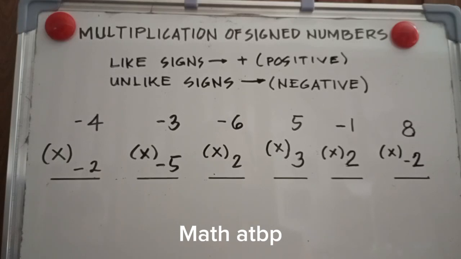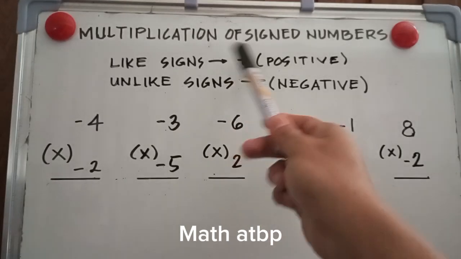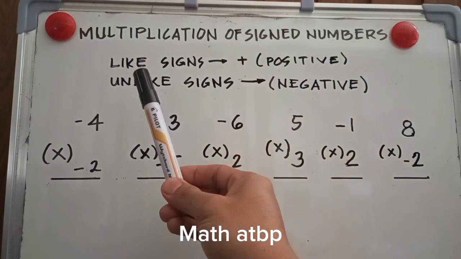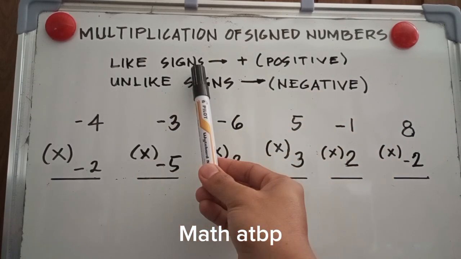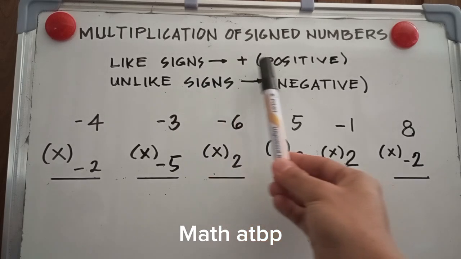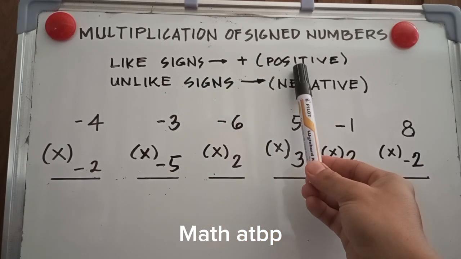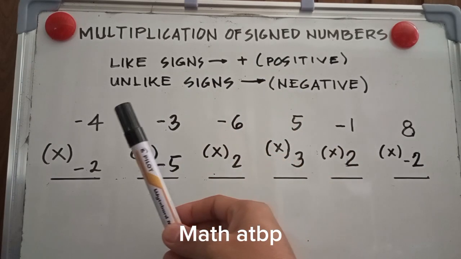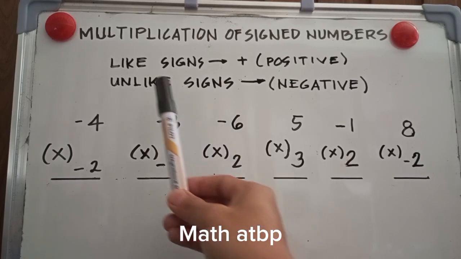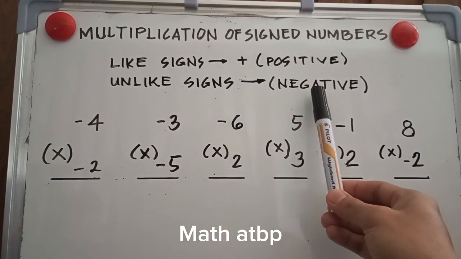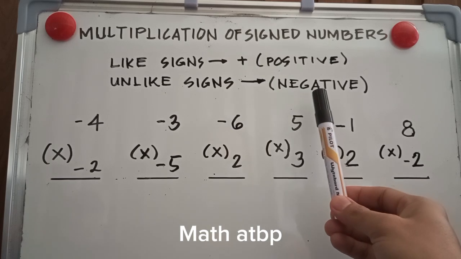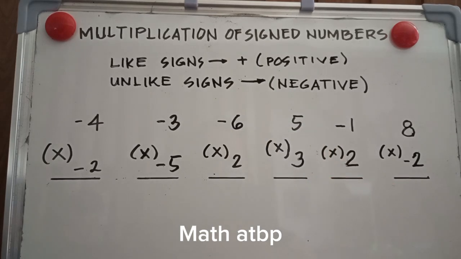Hi, let us study now multiplication of signed numbers. In multiplication of signed numbers, if two numbers having the same sign or like signs, the answer will be positive. If two numbers have different signs or unlike signs, the answer will be negative. Okay, bear that in mind.